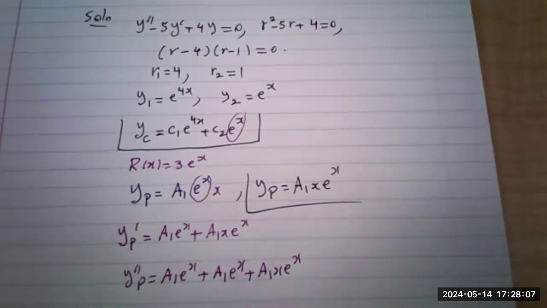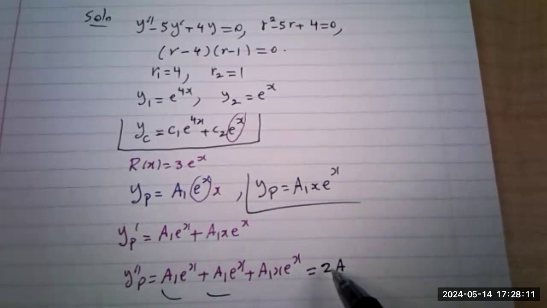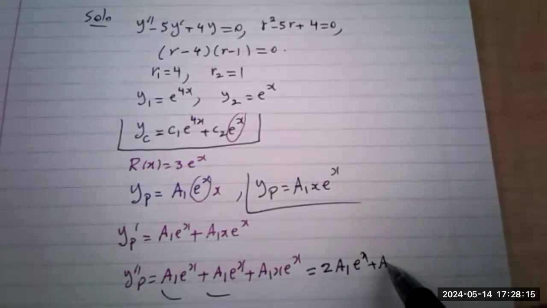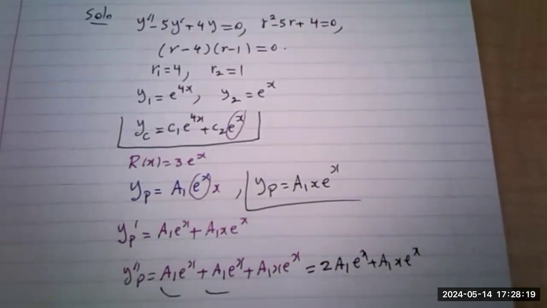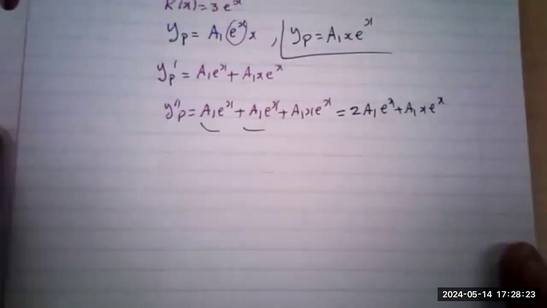Okay, in this case, you can combine these two together. So that gives you 2a1. Okay, that gives you 2a1 e to the x plus a1x e to the x. Go back, substitute in the equation. These must disappear. You should be able to find the a1.